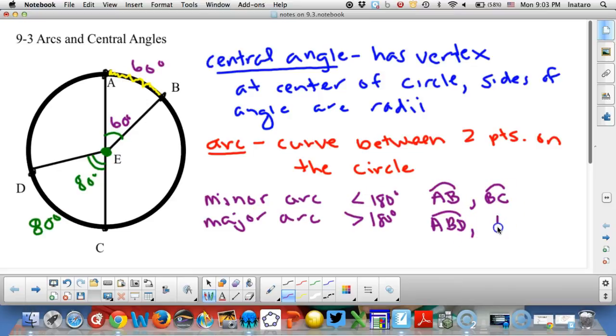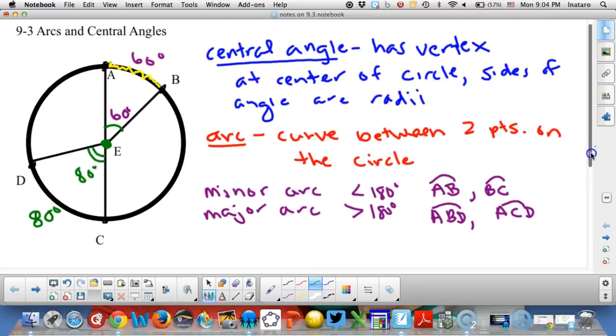By the way, I could have also called that arc ACD instead of ABD. It doesn't really matter which point I name along the way. I just need to make sure I have the beginning point and the ending point and some other point in between. So ABD or ACD, it doesn't matter. Or I could have gone the other way around the circle, DCA. But the important thing is that we have 3 letters to name the major arcs.